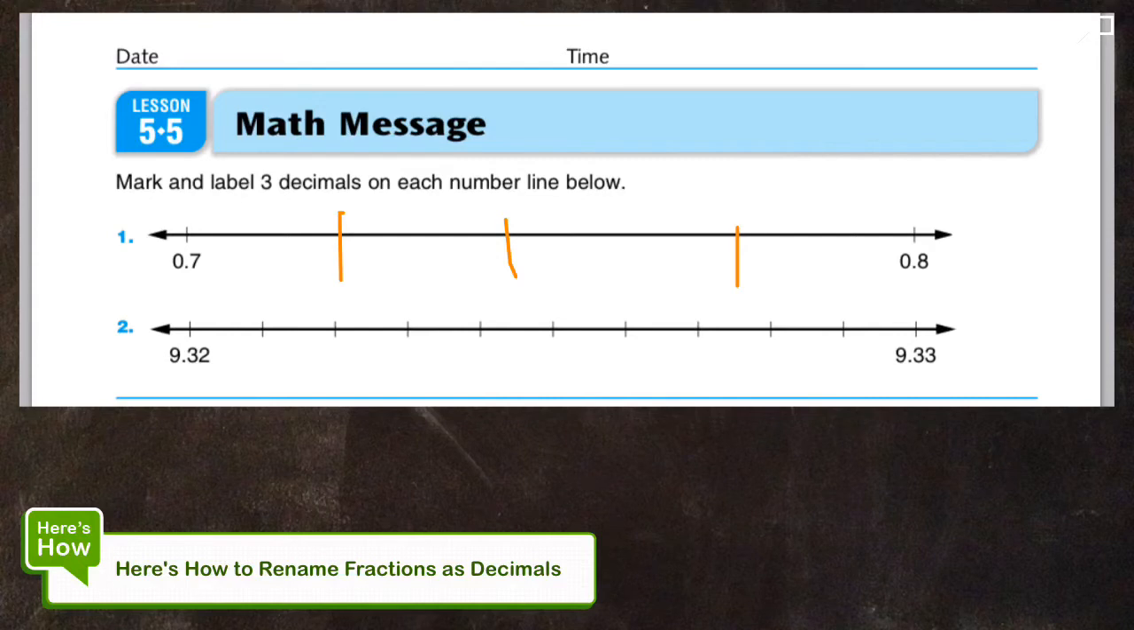Finally, I'd like you to draw your own line, one that might look something like this. And at the ends, I want you to decide what numbers to write. However, the 3 decimal points you're going to write in need to be in the 10,000ths place.